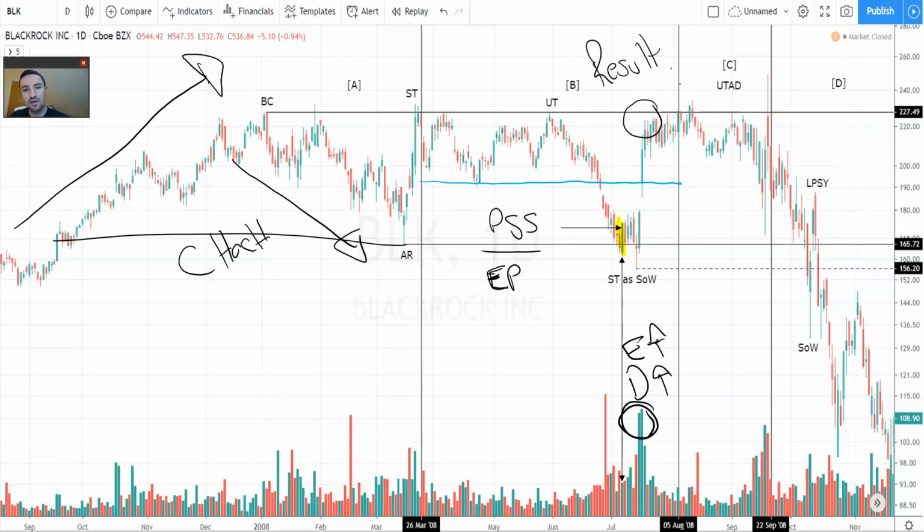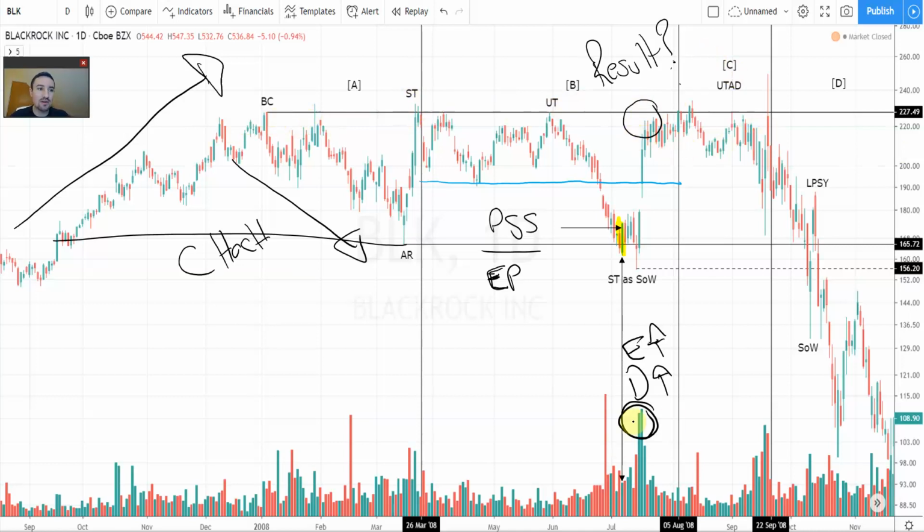So this is our first sign that maybe this is going to turn out to be a distribution structure. So what is the result of all of this effort, all of this demand? Well, is price able to overcome the prior resistance? No, it's not. It's not able to overcome the buying climax, the secondary test in phase A, the upthrust in phase B. So what is the result? Is the result bearish or is it bullish?